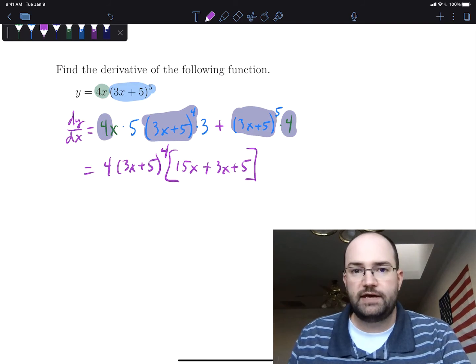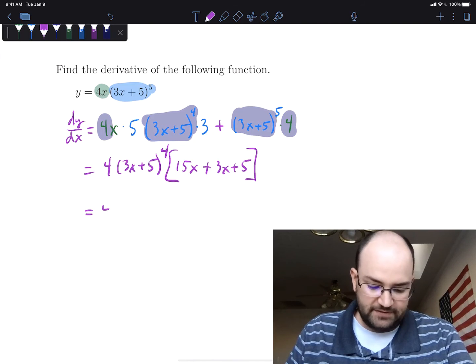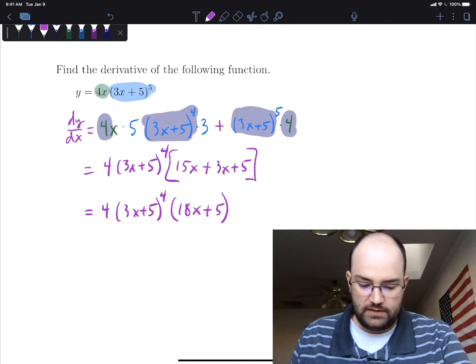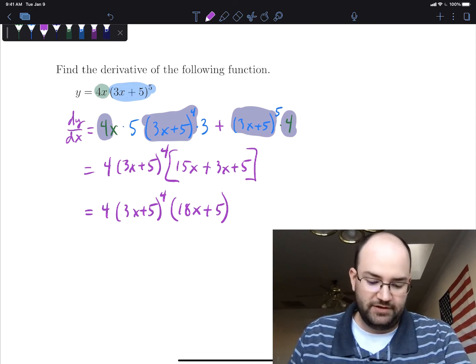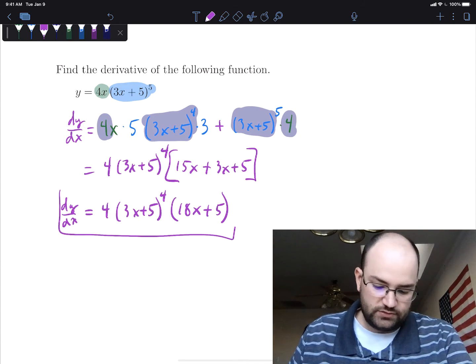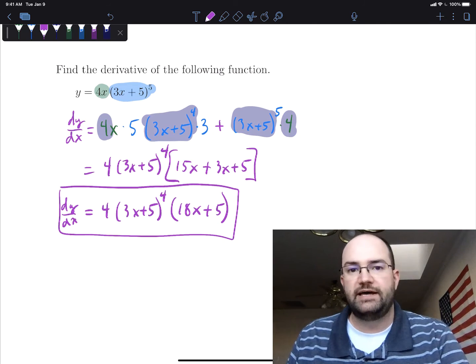And then just combine like terms there. 15x plus 3x is 18x. So this gives me 4 times (3x plus 5) to the 4th power times (18x plus 5). And quite honestly, that's good enough. So dy/dx is equal to all of that.